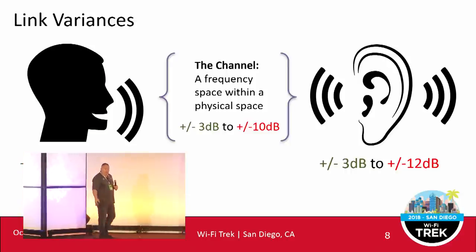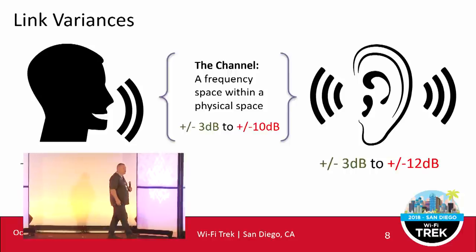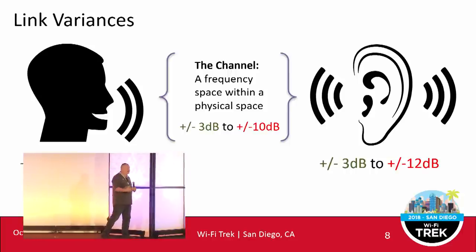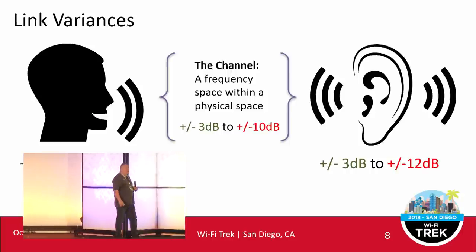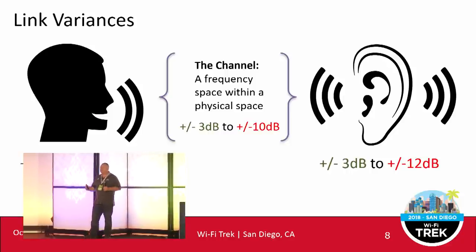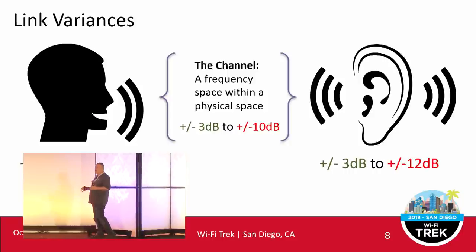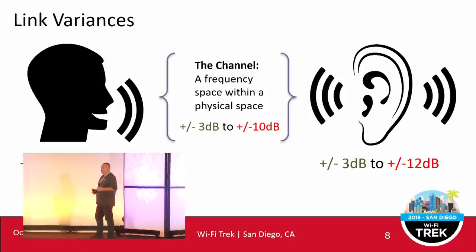Okay? So then the worst case scenario is plus or minus 10. If you go into a highly reflective, highly changing environment, you would see that even if your transmitter and your receiver are very good, very stable themselves, the channel is bouncing all over the place just because the environment is crazy.